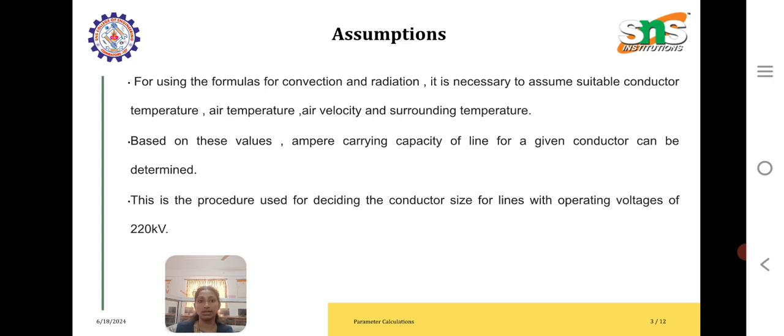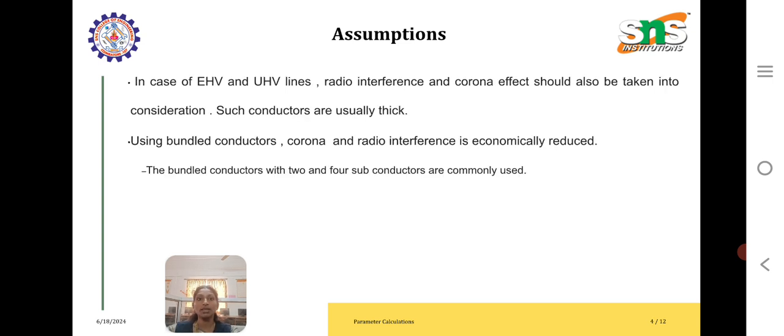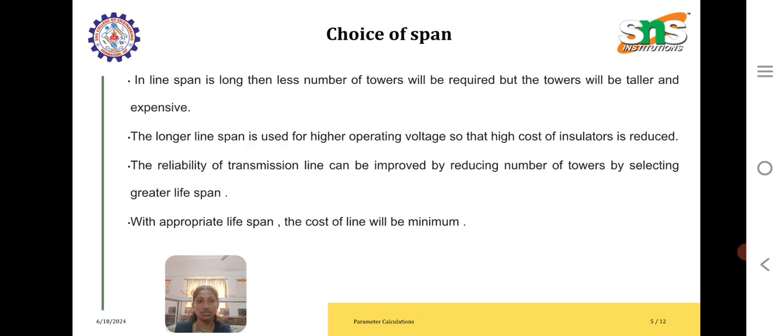This is the procedure used for designing the conductor size. The conductor size is designed with the help of this and with the operating voltage of 220 kilovolt. The other assumption is that, in case of extra high voltage or ultra high voltage lines, radio interference and the corona effect should also be taken into consideration. Such conductors are usually thick in size. Using bundled conductors, corona and radio interference are economically reduced. Bundled conductors with 2 or 4 subconductors are commonly used. A bundle conductor is a combination of 2 or 4 subconductors.